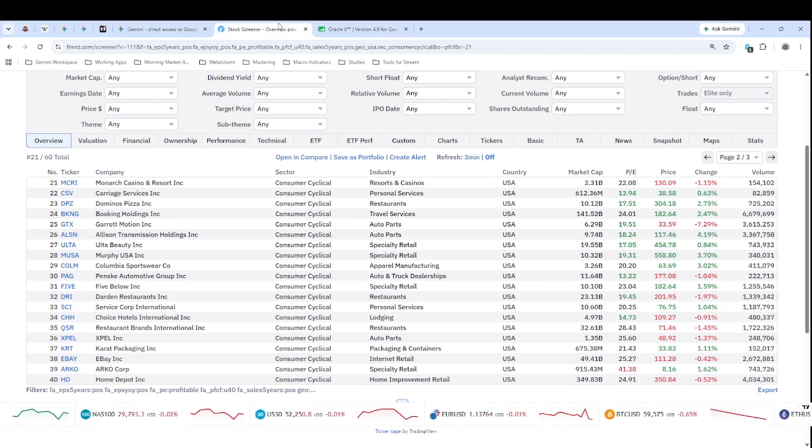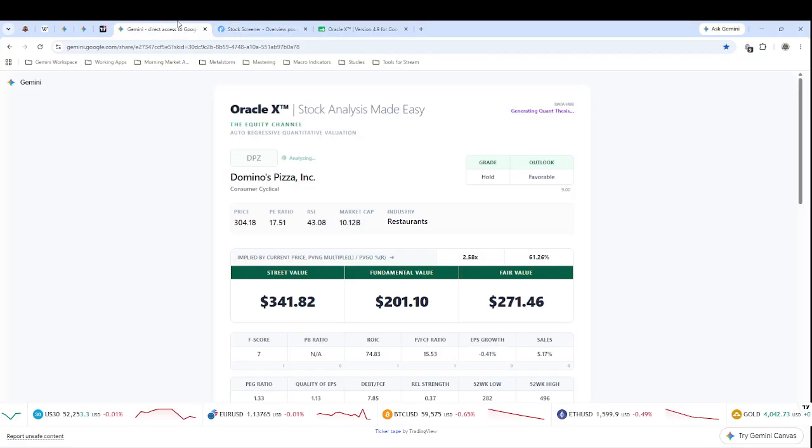So this is how simple it is. So far, I've done my screener. I found a sector with a lot of stocks that are showing opportunities right now, and now I'm looking through those particular sectors to see what's good.